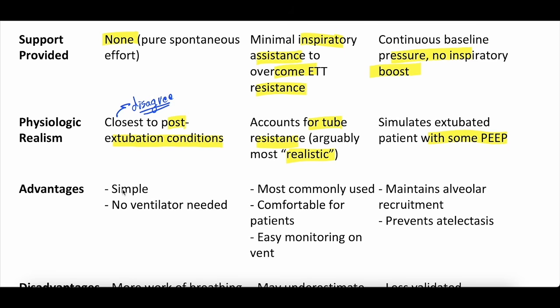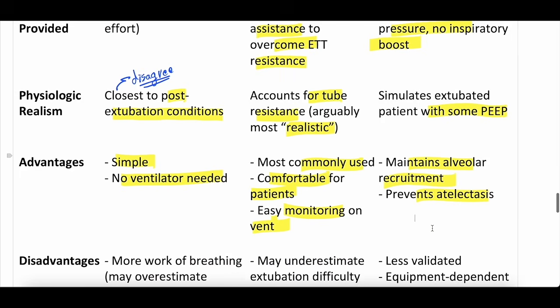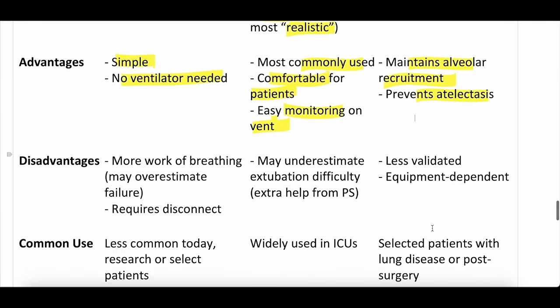Advantages for a T-piece trial: it's simple, no ventilator needed, but the patient was already on a ventilator, so is that a real advantage? Probably not. Pressure support trial: it's most commonly used, it's most comfortable for patients, it's easy monitoring, and there's the most evidence behind it. And for a CPAP trial, you at least maintain alveolar recruitment and prevent atelectasis because they're on PEEP, although you don't provide any inspiratory pressure to get over that endotracheal tube resistance.